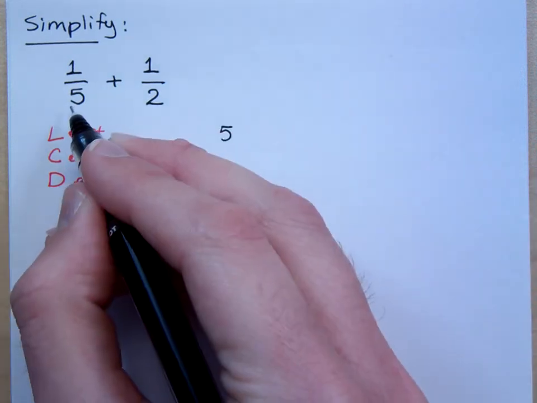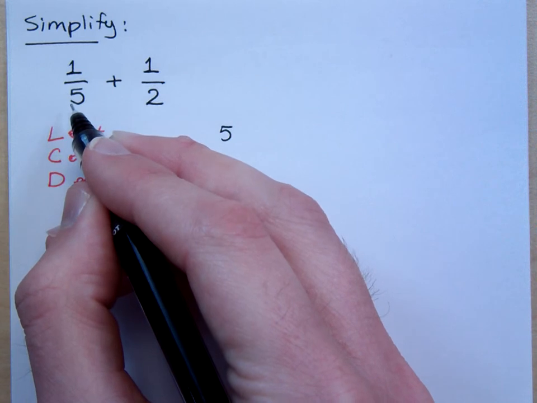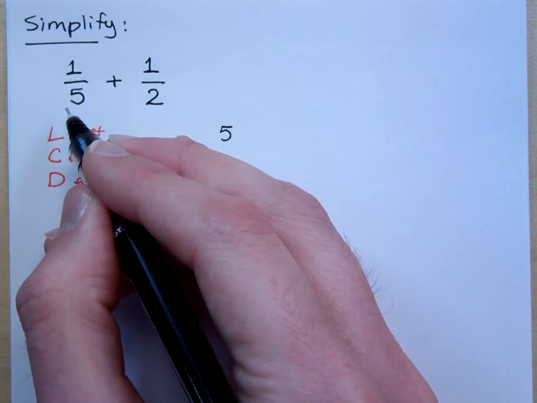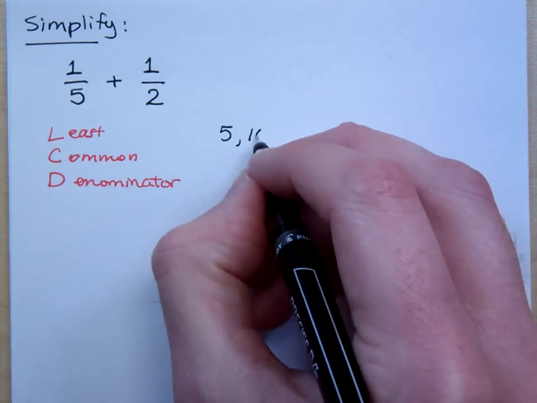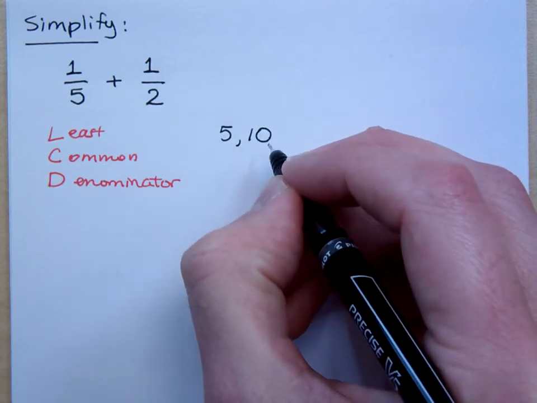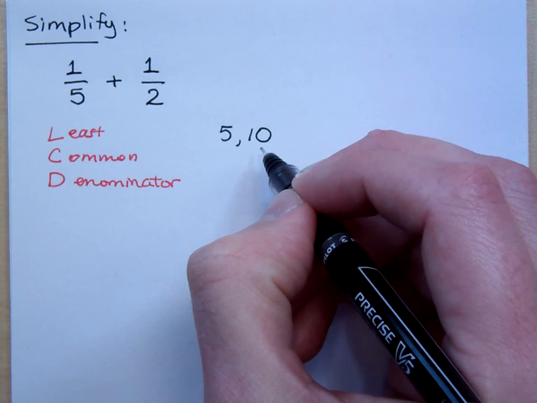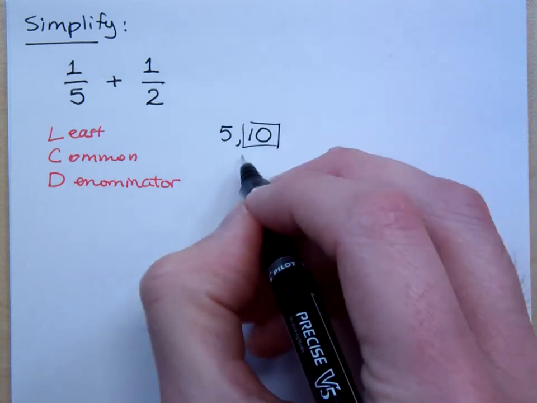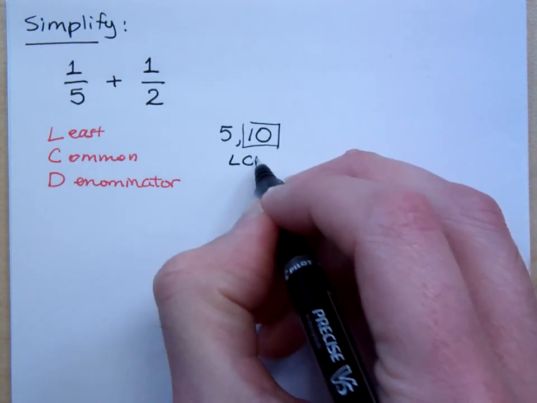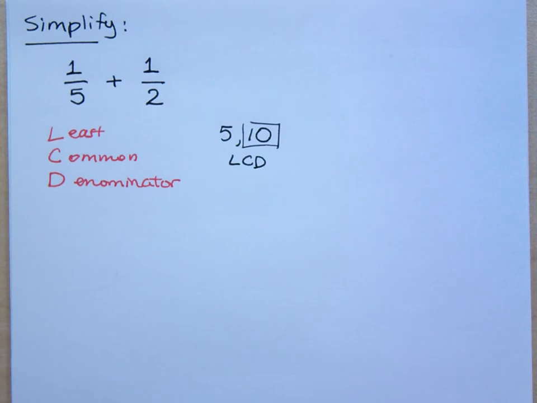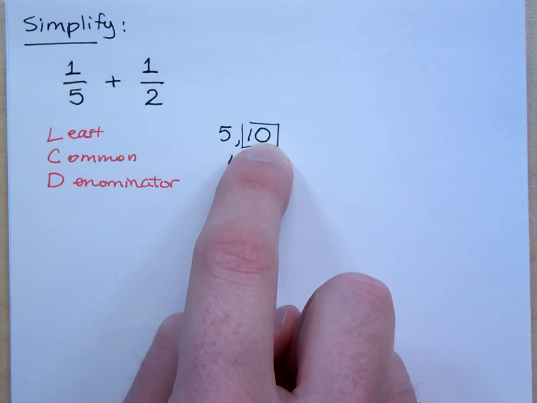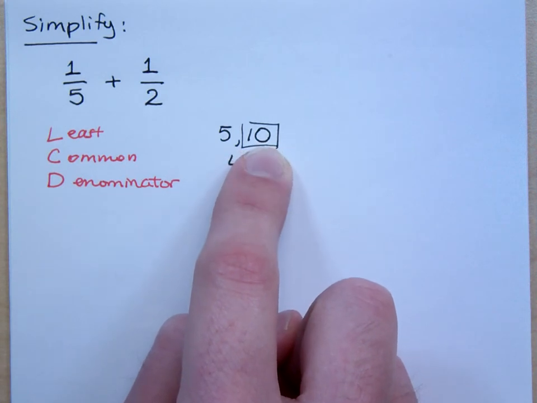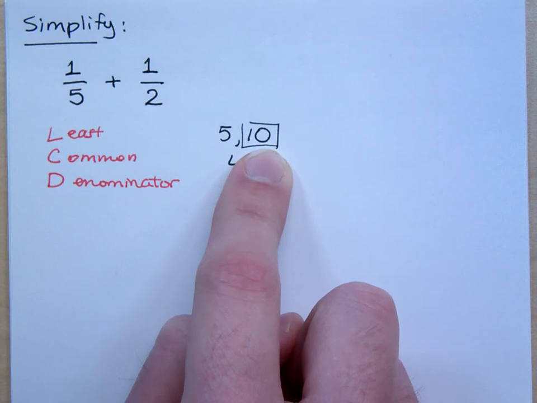Does 2 go into 5? No, so 5 is not a common denominator. What's the next multiple of 5? It would be 10, right? Does 2 go into 10? Then you can stop because this is going to be your LCD. So my question to you is, how do I turn this 5 into a 10? What factor is missing to become a 10? A 2, do y'all agree?